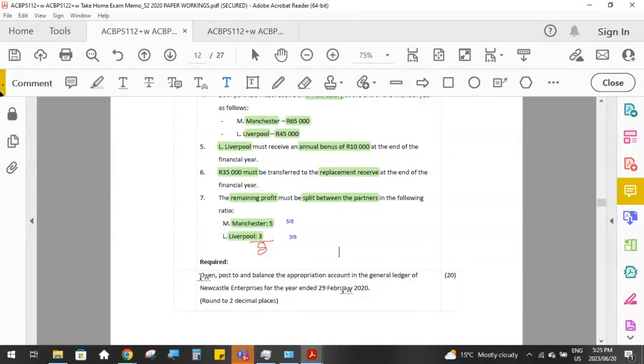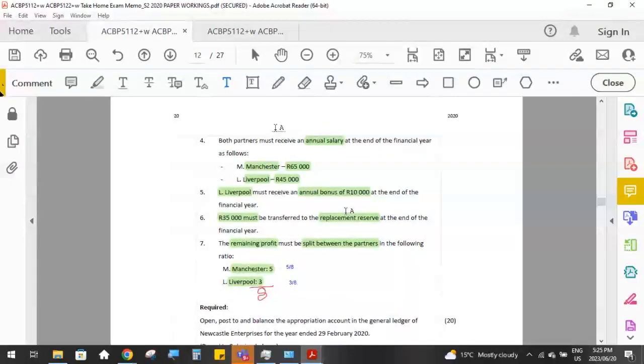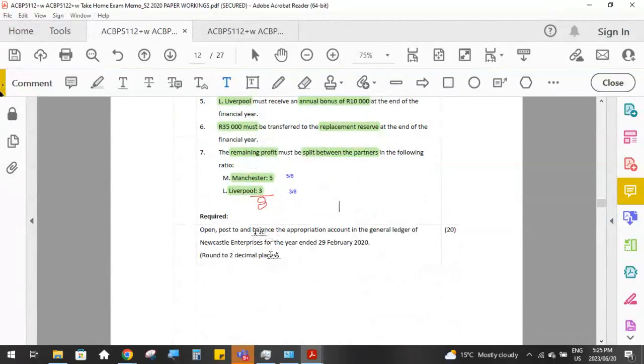So we are required to open, post 2, which means do all of these general entries here, and balance, which means at the end of the year, close the account off, the appropriations account in the general ledger of Newcastle Enterprises for the year, round to 2 decimal places.